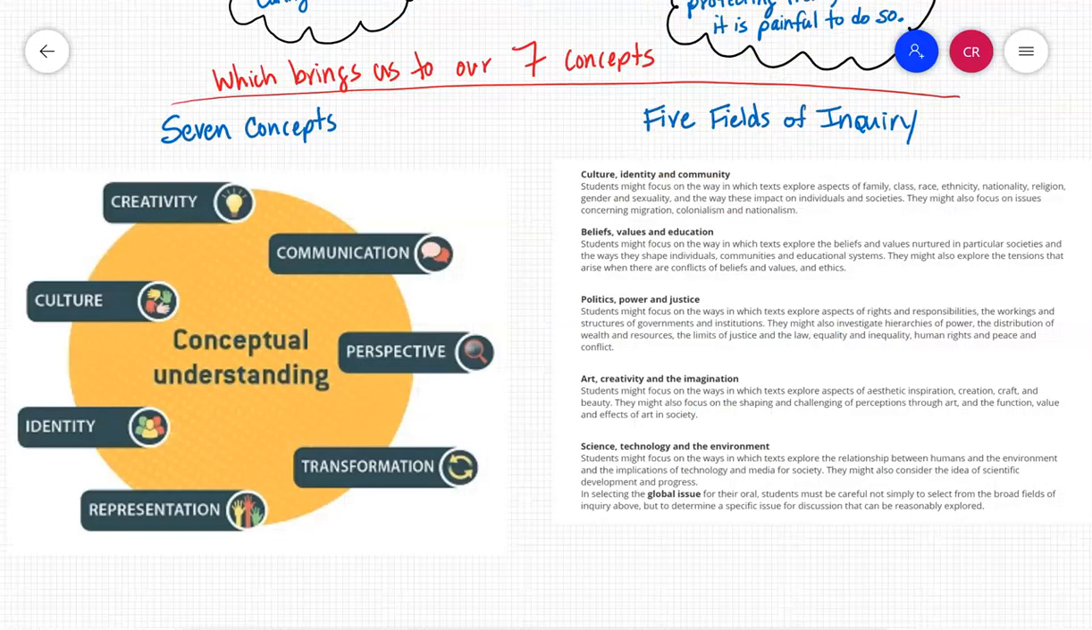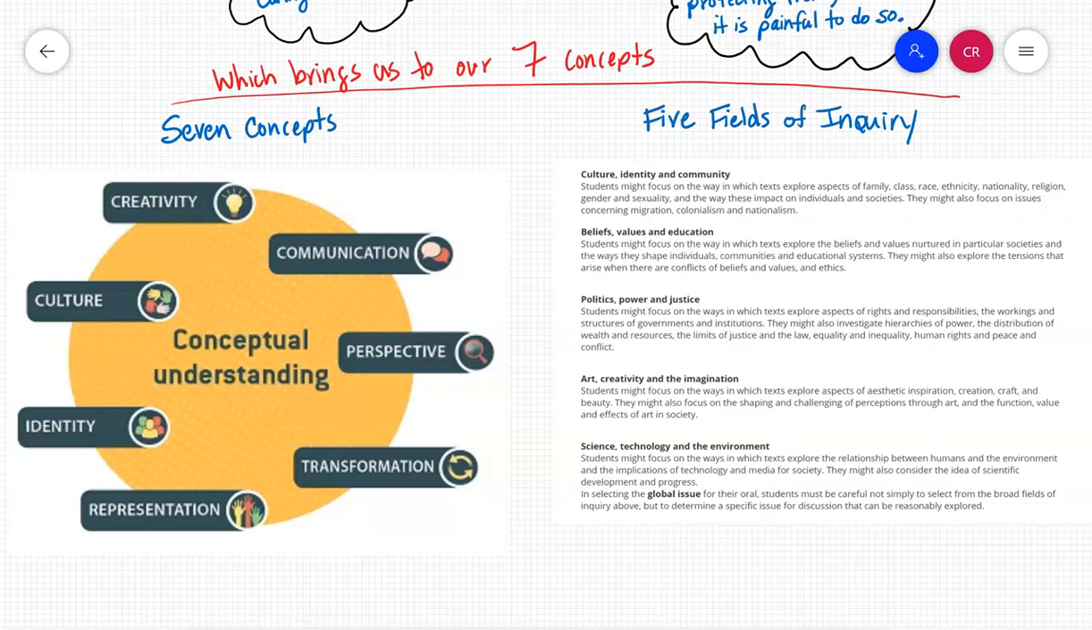Well, hopefully you got yourself a short break, and now we're going to go back to taking our notes. So we are now moving on to our 7 concepts. We have 7 concepts in IB: creativity, culture, identity, representation, communication, perspective, and transformation. So we ask you, when you look at literature, especially when you're going to be writing about it or discussing it, that you try to look at it through one of these lenses of conceptual understanding.